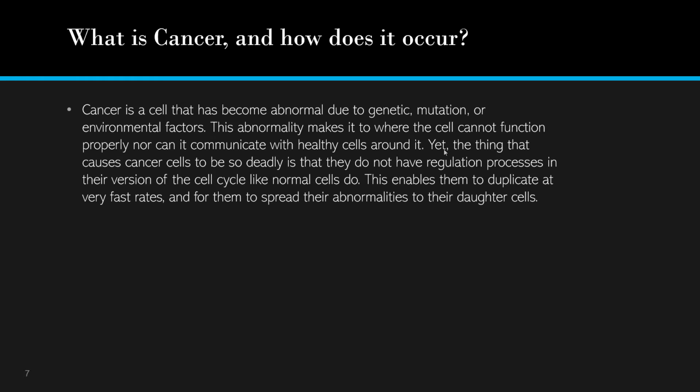And so this cell has the ability to just rapidly duplicate itself through its own cell cycle without any inhibitors. And by doing this, they're spreading their abnormalities, and that's how clumps of tumors form, like benign tumors. Malignant tumors have their own forms, but they mainly spread more than clump up in one area.